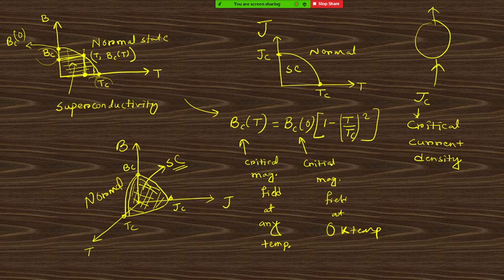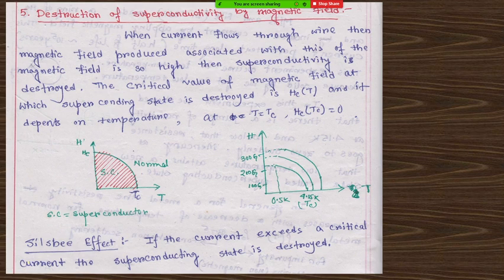That is the critical magnetic field at 0 Kelvin temperature. And B_C(T) is the critical magnetic field at any temperature. The critical magnetic field at 0 Kelvin temperature is related with this relation. I think that is clear. Go to the next one. So these are described here.